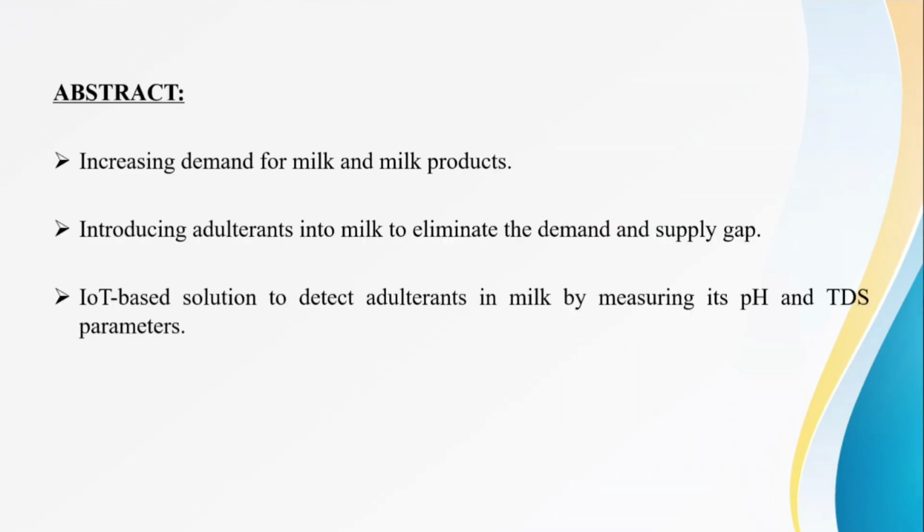As we all know, nowadays the demand for milk is increasing day by day because of the increasing population. Because of this, some of the suppliers are adding adulterants to milk to eliminate the demand and supply gap. So we came up with an IoT based solution to detect adulterants in milk by measuring its pH and TDS parameters.